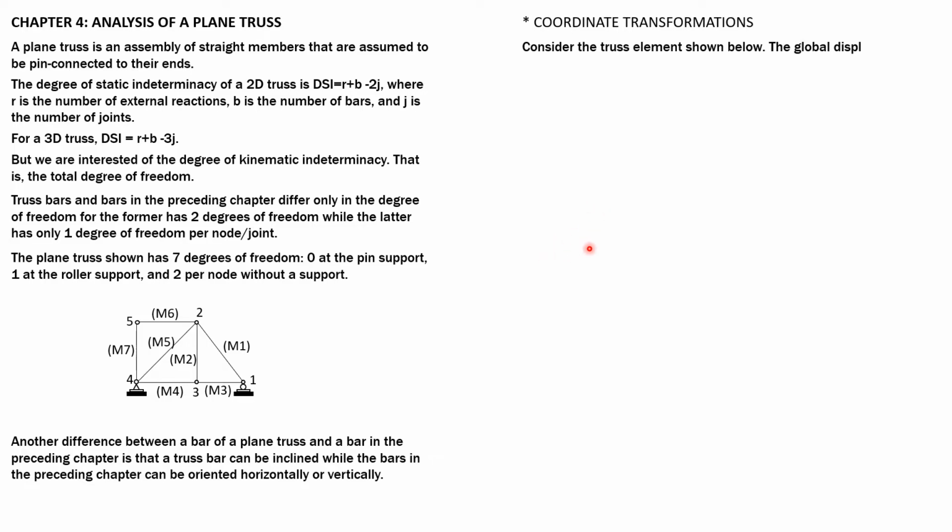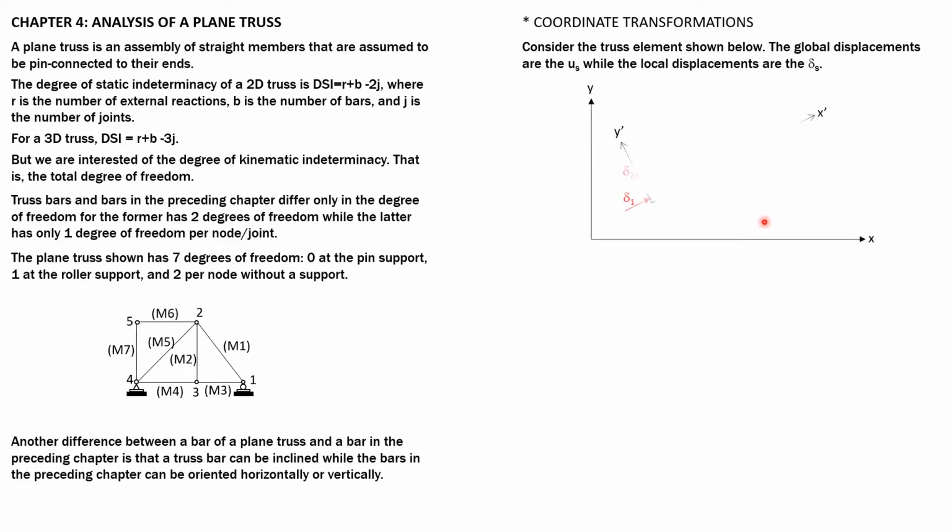Let's consider the truss element shown below. The global displacements are the U's, while the local displacements are the deltas. At one end of a truss member, the local displacements are denoted by delta 1 and delta 2, while at the other end, delta 3 and delta 4. The global displacements are U1, the X component of the displacement, and U2, the Y component of the displacement, as well as on the other end, U3 and U4.